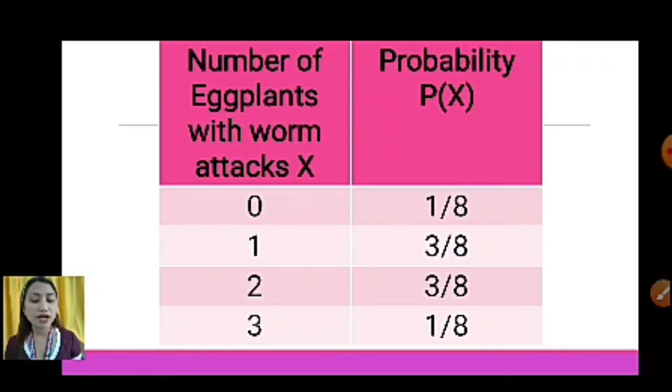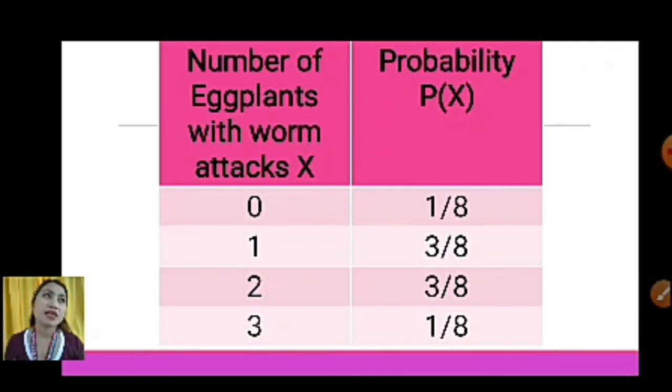Next, we have 1, since 3 of them have exactly 1 eggplant attacked by worms. So the probability is 3/8. Then we have 2, since 3 of them have 2 eggplants attacked by worms. So the probability is 3/8. Next, we have 3. Of the 8 outcomes, only 1 of them had all 3 eggplants attacked by worms. So our probability is 1/8.